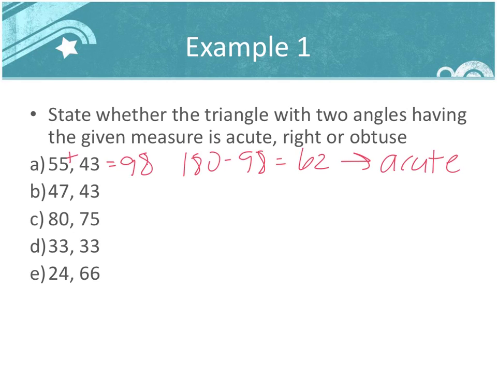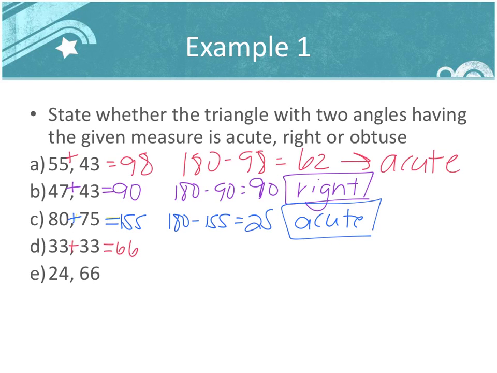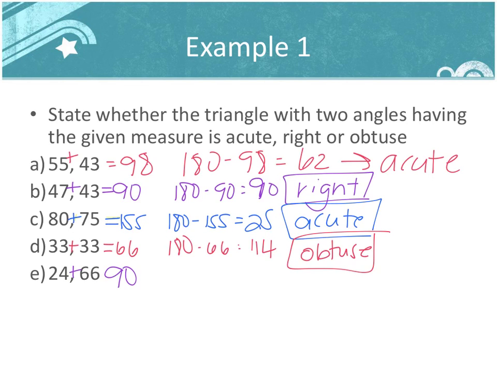Okay, 47 and 43. That's 90. Subtract that from 180, that's 90, which means this triangle is right. Okay, next one, 80 plus 75. 155, subtract that from 180. 25, which tells you acute. Okay, 33 and 33, 66. 180 minus 66 is 114, which tells you obtuse. And 24 and 66, that's 90, and 180 minus 90 would be 90, which is right. And the last one is 82, still acute.